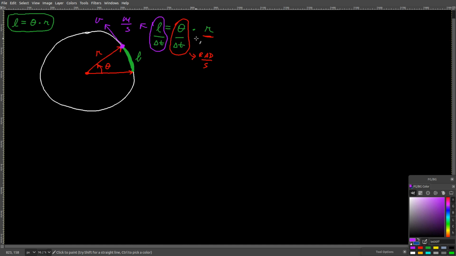Theta over delta t times r is radians per second times meters equals radians times meters over second equals meters over second. Because radians is meters over meters, it is dimensionless.